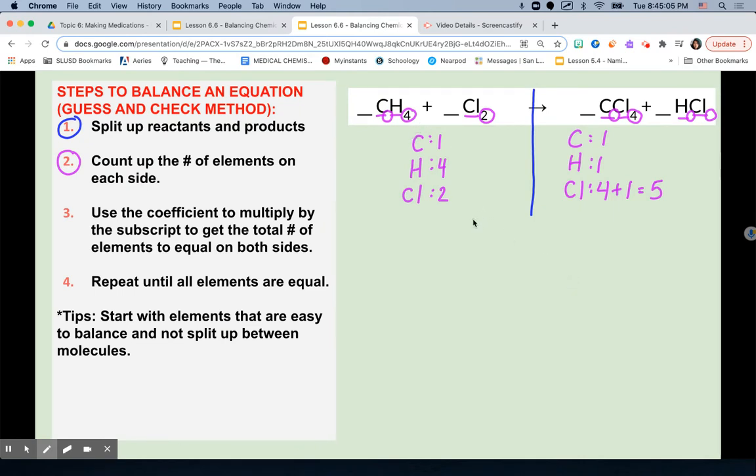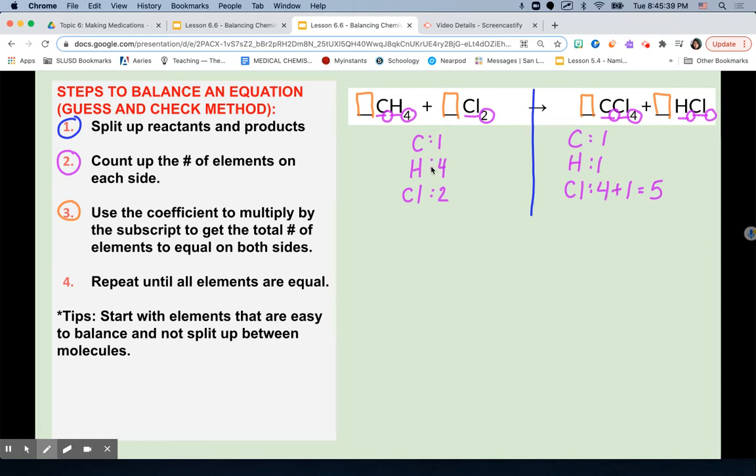Okay, so how do I do that? The only way I can do that is by changing the coefficient numbers. So in step number 3, I'm going to pick one of these 3 elements to start. A tip is that I pick the elements that aren't the same but are easy to work with. So I'm not going to pick Cl because this Cl is split up between 2 molecules. That makes things a little bit difficult.